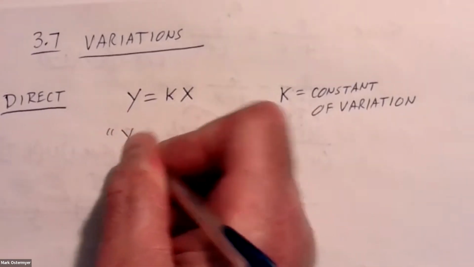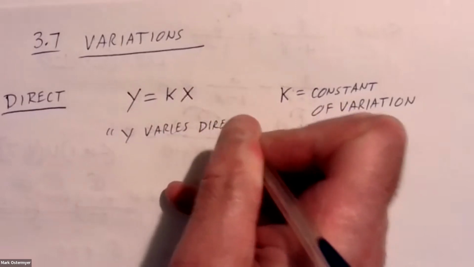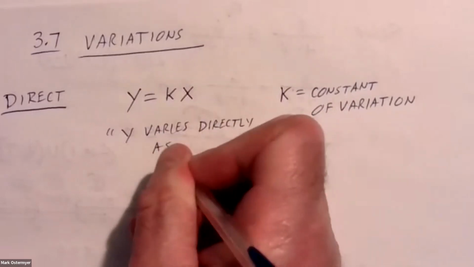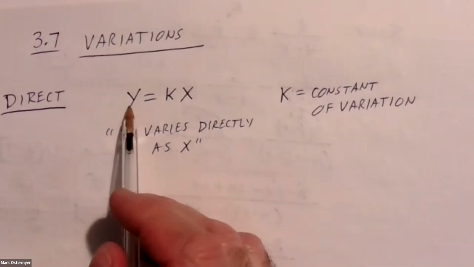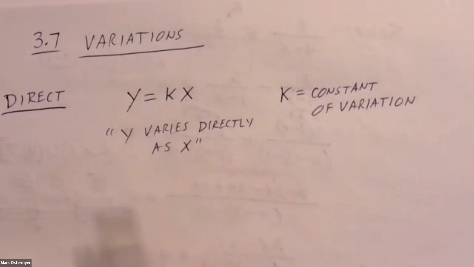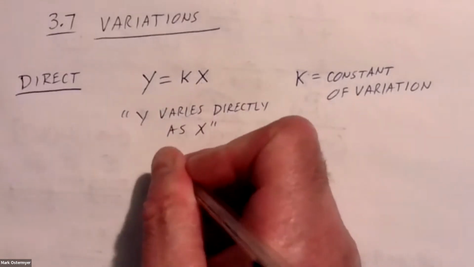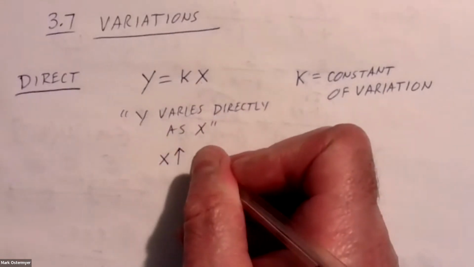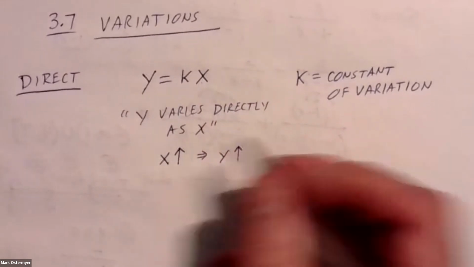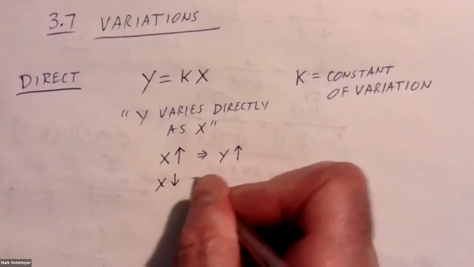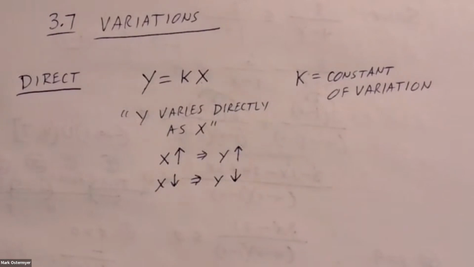We say y varies directly as x. Y is the dependent variable, x is the independent variable. This is called a direct variation. And the way a direct variation works is this way. If x's value increases, then this implies that y's value will also increase. If x's value decreases, then this implies that y's value will also decrease. That's a direct variation between x and y.